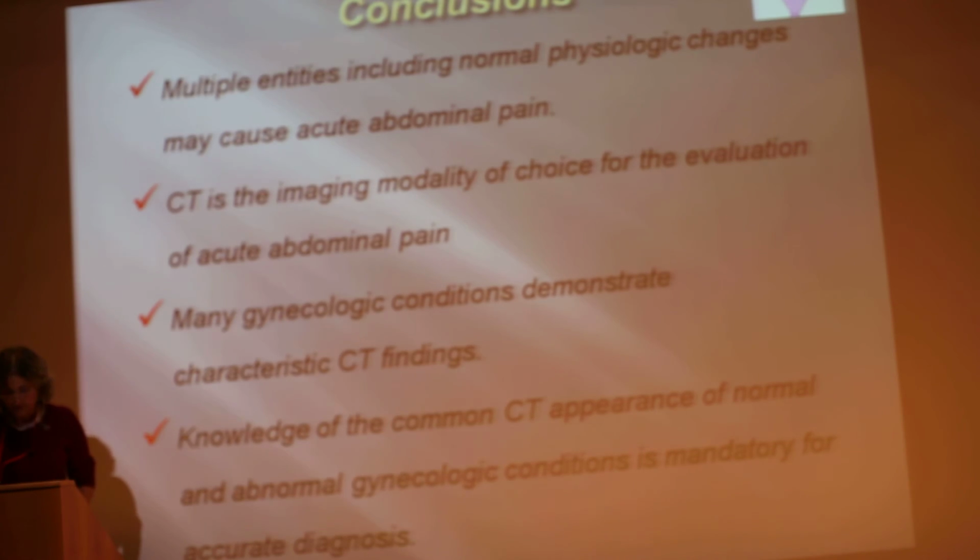So, in conclusion, multiple entities, including normal physiological changes, may cause acute abdominal pain, and CT is the modality of choice for evaluation of acute abdominal pain. Many gynecologic conditions have characteristic CT findings, and knowledge of these findings is crucial to make an accurate diagnosis.